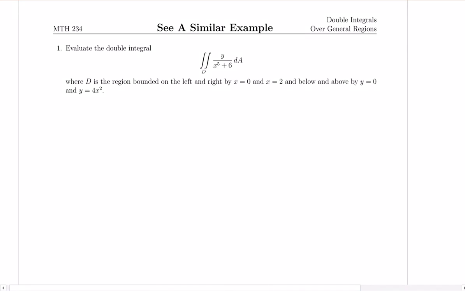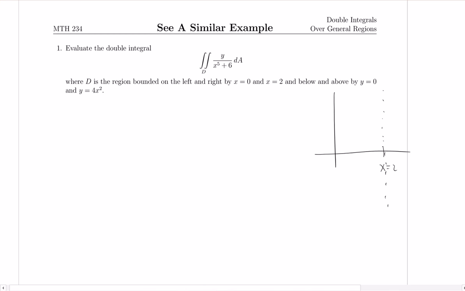In this video, we will integrate a function of two variables over a region which is non-rectangular. So here we're integrating a function, but the region D here is not a rectangle. It's the region which is bounded on the left and right by x equals 0, so that's the y-axis, and x equals 2. So let's maybe draw it like this. Here's x equals 2. It's this vertical line.